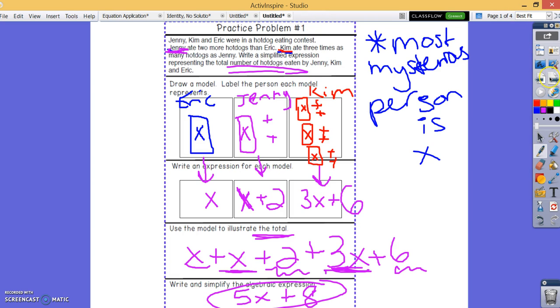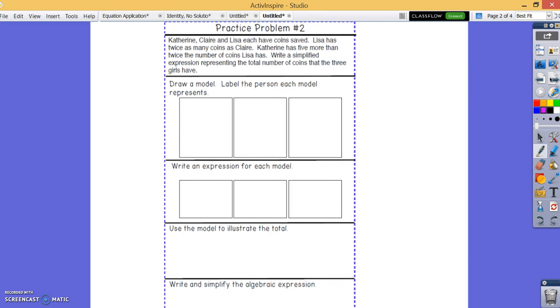All right, let's go on to the next problem. Catherine, Claire, and Lisa each have coins saved. Lisa has twice as many coins as Claire. Catherine has 5 more than twice the number of coins Lisa has. Write a simplified expression representing the total number of coins that the 3 girls have.